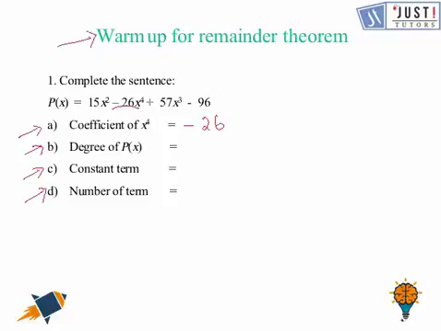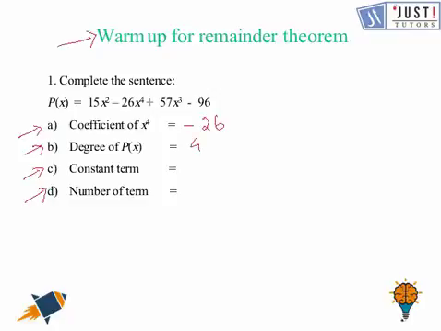The next is we need to find the degree of the polynomial p(x). So the degree of this polynomial 15x squared minus 26x raised to the power 4 plus 57x cubed minus 96. As we can see, the highest power is x raised to the power 4. So the degree of the polynomial p(x) is 4.